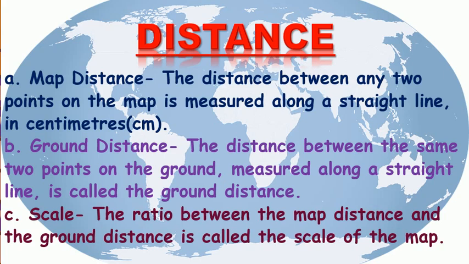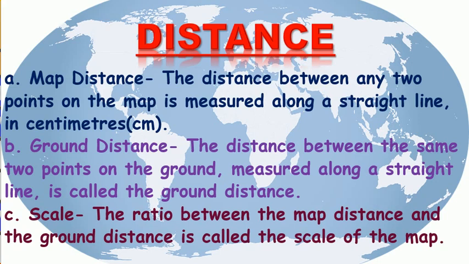Moving on to the ground distance: the distance between the same two points, which we discussed in map distance, measured on the ground, also along a straight line, is called the ground distance. And the ratio between the map distance and the ground distance is called the scale of the map, which we have already discussed in the previous module.